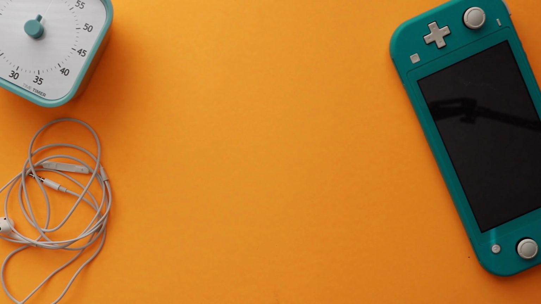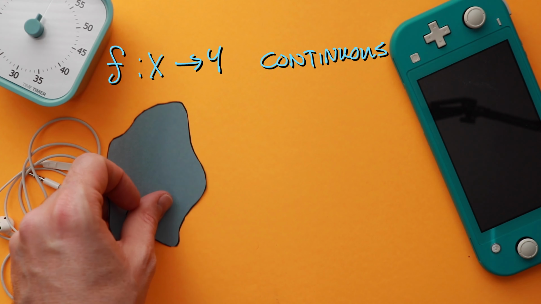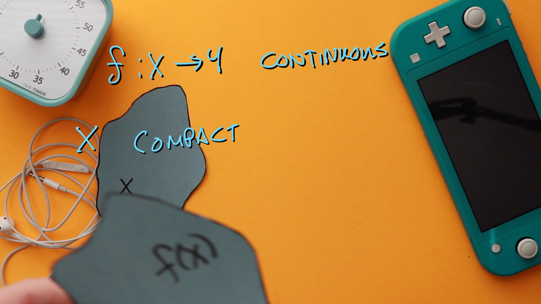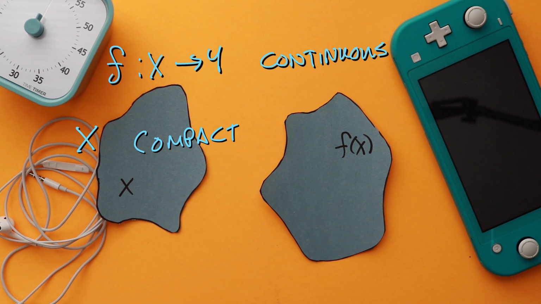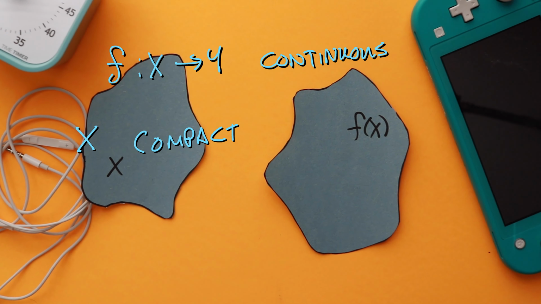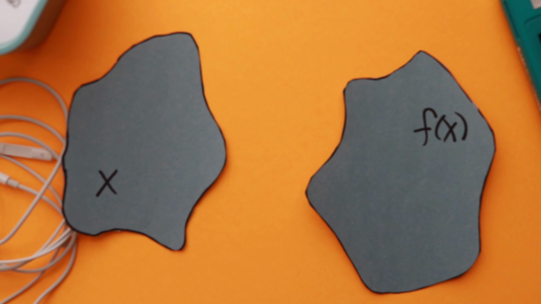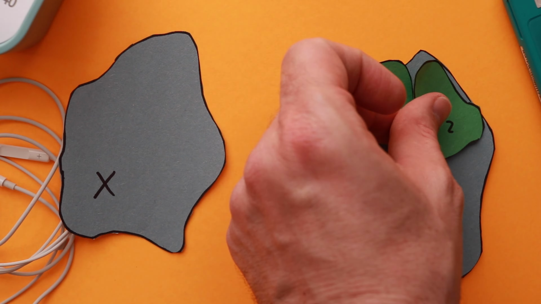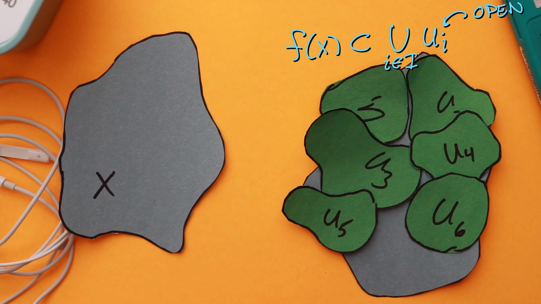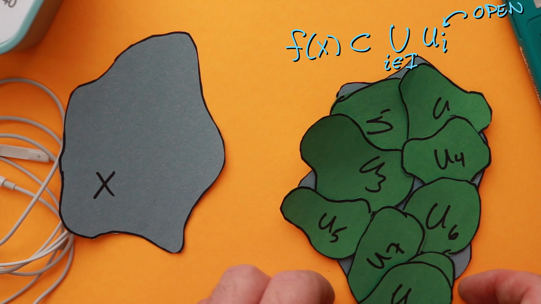Let's take two metric spaces, X and Y, and look at a continuous function f between them. Suppose that X itself is also compact, and take the image set f of X. Now we are going to take an open cover of f of X. That is, we are starting with a potentially infinite collection of open sets in the Y topology, and f of X is in their union.